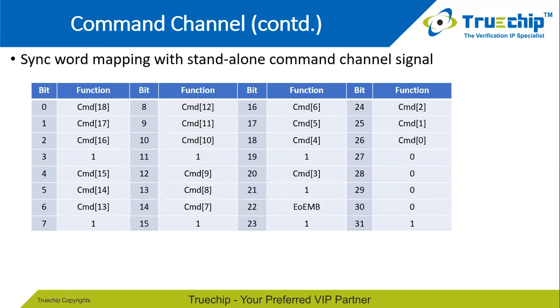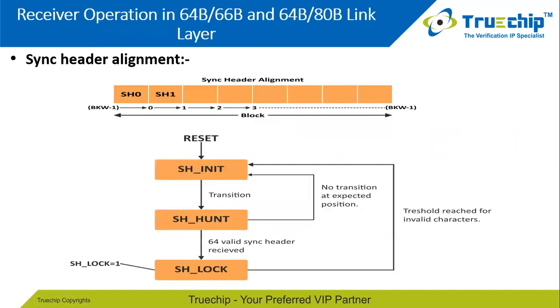So in the next two slides, we are going to discuss the receiver operation specific to 64/66-bit and 64/80-bit link layer. Firstly, we are going to discuss the sync header alignment. Initially at reset, the state machine is at SH init state. The receiver counts the bits from 0 to block width minus 1, that is from 0 to 65 or 0 to 79, depending on the encoding scheme which is used. Initially, the counter is reset. As soon as it gets a sync header transition, it starts incrementing its counter.